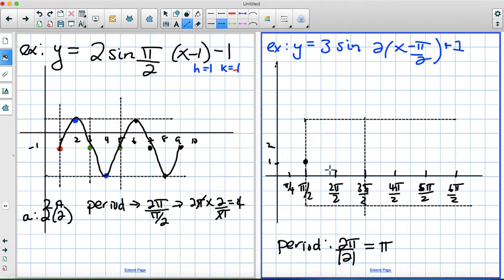So if you're not sure about that, just think about it. From here to here is half a pi, and from here to here is another half a pi. Half a pi plus half a pi is 1 pi. So there's our cycle.